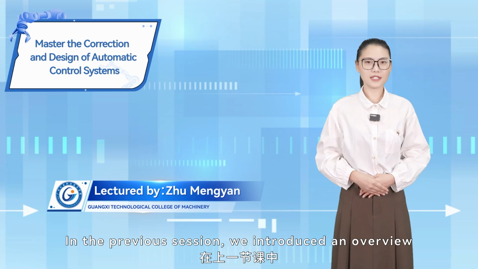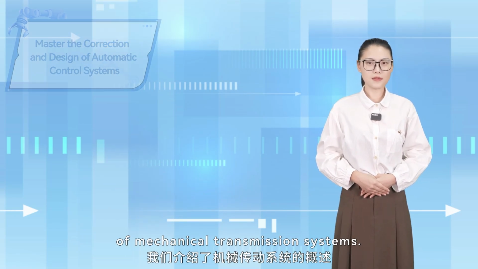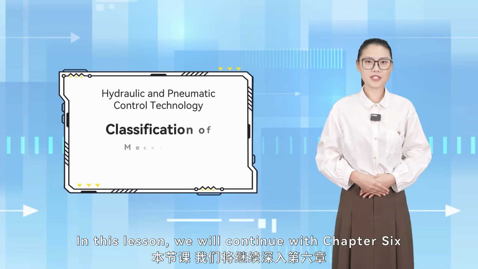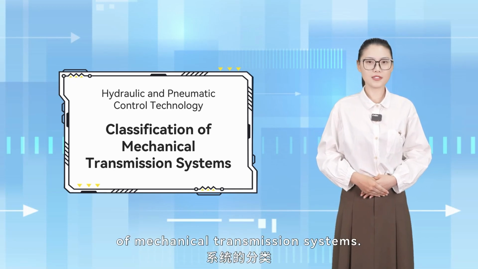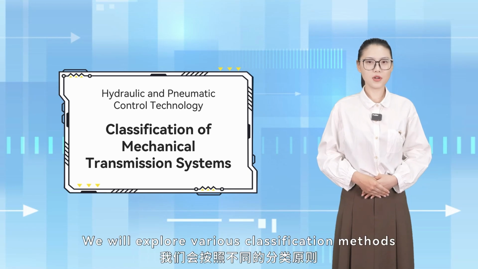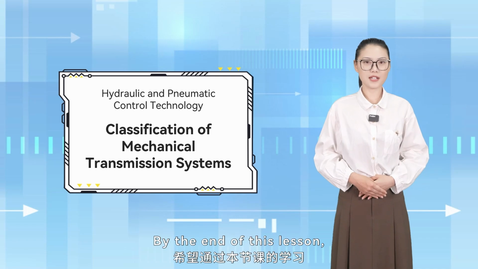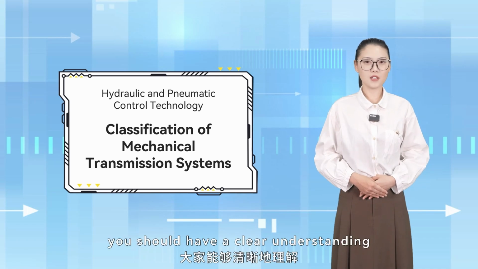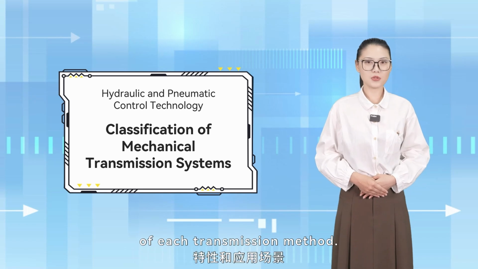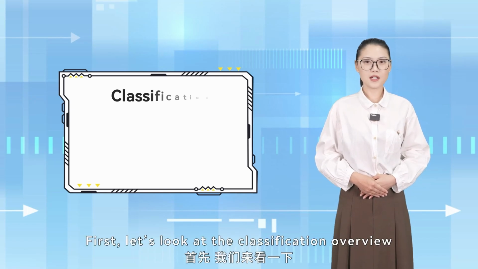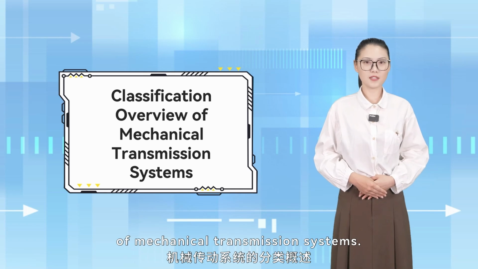In the previous session, we introduced an overview of mechanical transmission systems. In this lesson, we'll continue with Chapter 6 and focus on the classification of mechanical transmission systems. We will explore various classification methods based on different principles. By the end of this lesson, you should have a clear understanding of the characteristics and application scenarios of each transmission method. First, let's look at the classification overview of mechanical transmission systems.